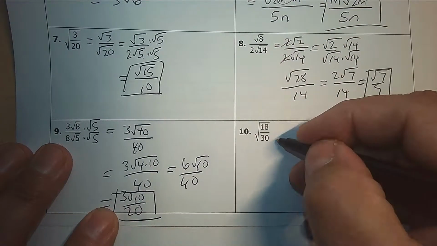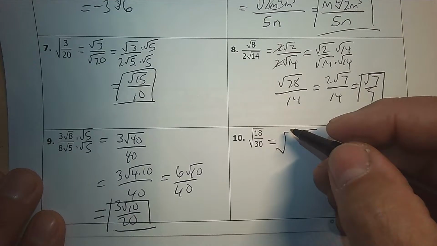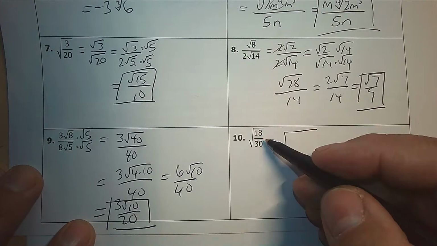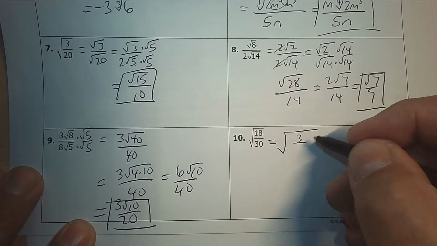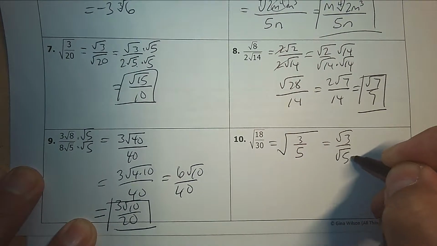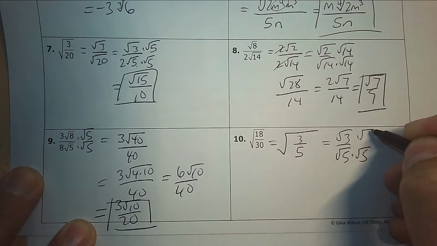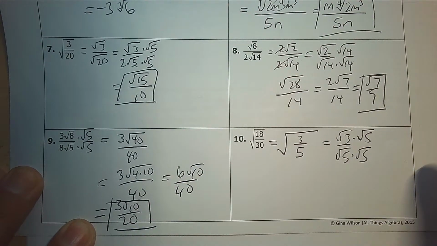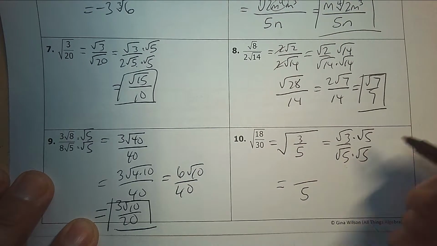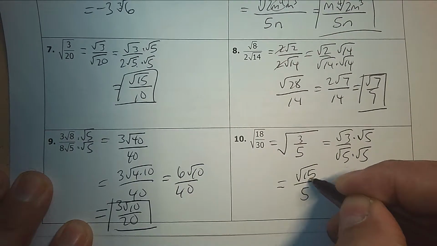Here, I'm just going to reduce the fraction down first. So what number goes into both evenly? So that would be 6. So that's 3 over 5. Then I can separate it. Then I can multiply top and bottom by the radical of the denominator to make the denominator a rational number. And you end up with root 15 over 5.